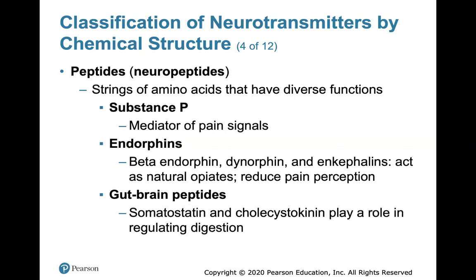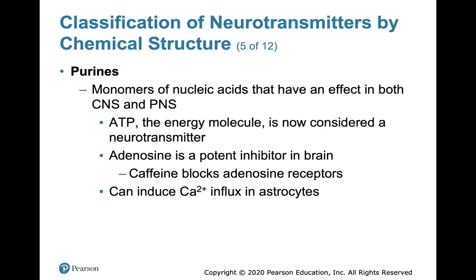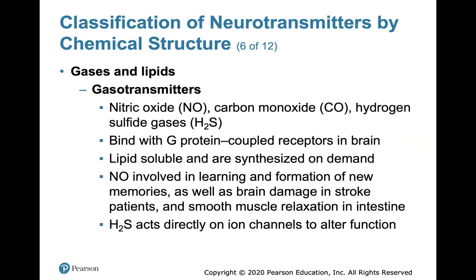Peptides, different groups of neurotransmitters are shown here. Purines, gases and lipids: we have gasotransmitters, nitric oxide, carbon monoxide, and hydrogen sulfide. Gases can sometimes be important because they cause some brain damage if there's too many.